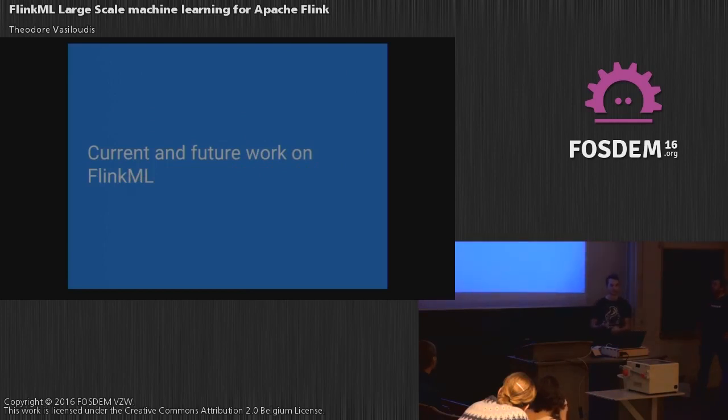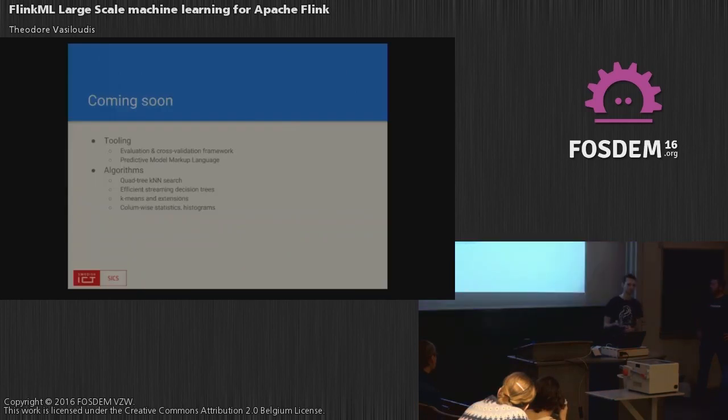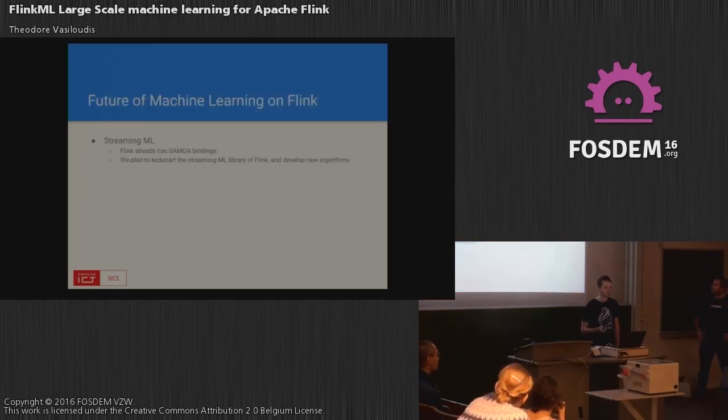And so finally, I would like to talk about some more work that is currently being done in FlinkML and what we have planned for the future. Currently, we have all the tooling in place for the performance evaluation of the model as well as cross-validation, and we're working on making it easier to persist your models and export them in a PMML language, for example. All of these things are pending pull requests that we hope to be able to merge soon.